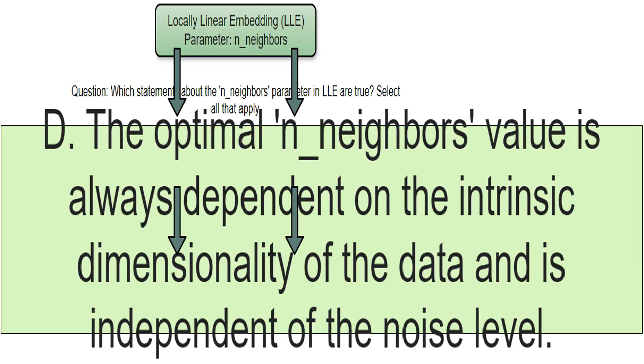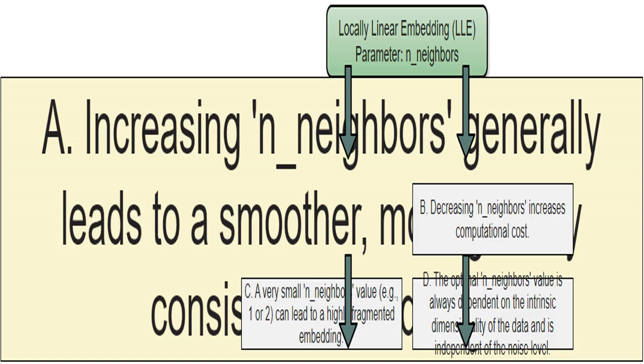The best value for _neighbors depends on both the data's intrinsic dimensionality, how many dimensions it truly has, and the noise level. A noisy dataset might benefit from a larger _neighbors to average out the noise. A low-dimensional dataset might work better with a smaller value. It's always a trade-off. This is true.